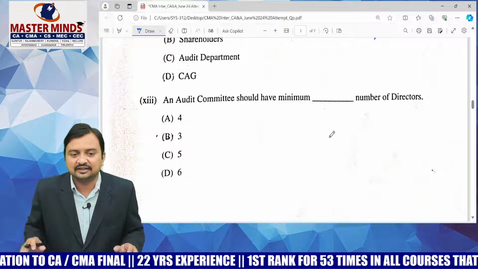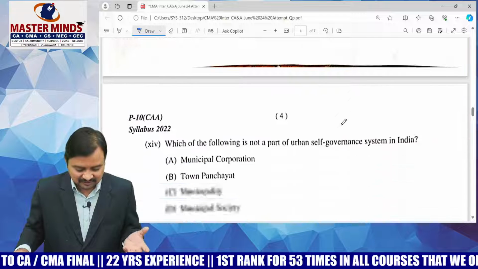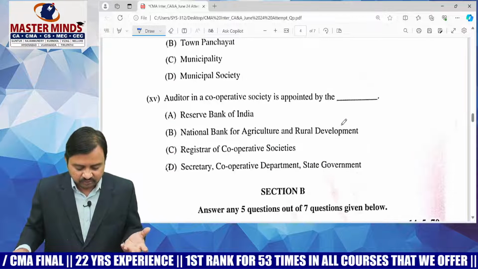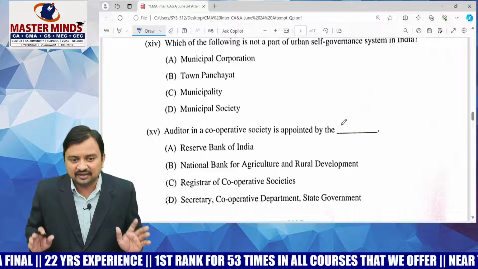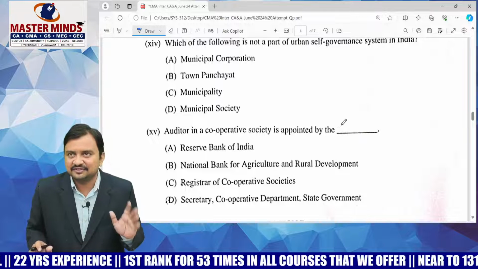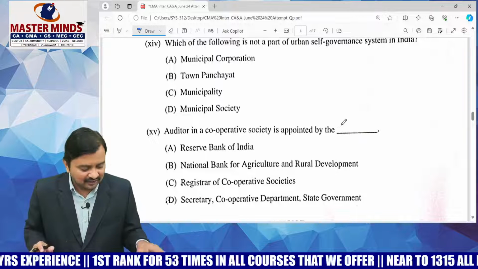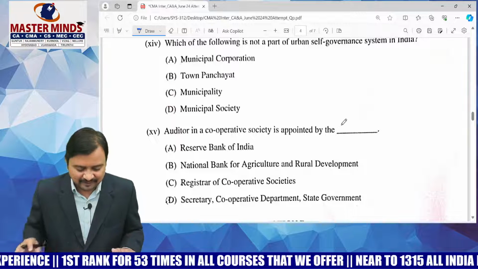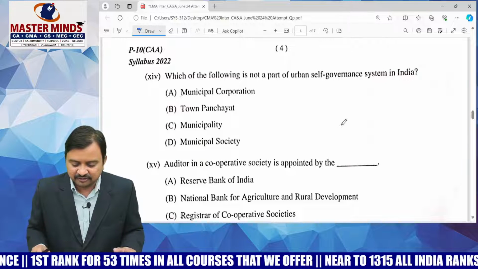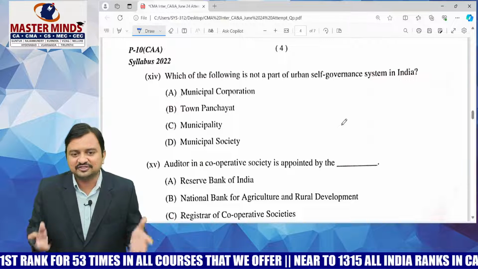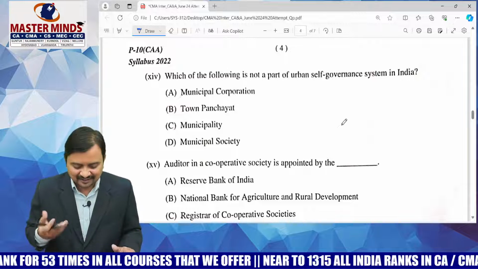Normally it shall be a minimum of 3 directors, sir. Only if you want to lose marks, you can have a wrong answer, sir. Otherwise all the MCQs are very easy. Then, which of the following is not a part of urban self-government system? This question was asked multiple times, sir. Again and again they are repeating.